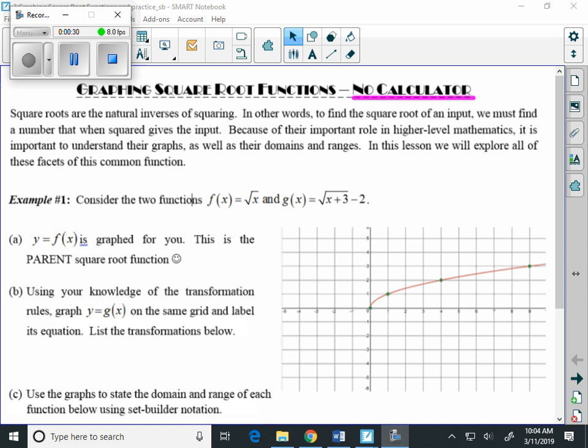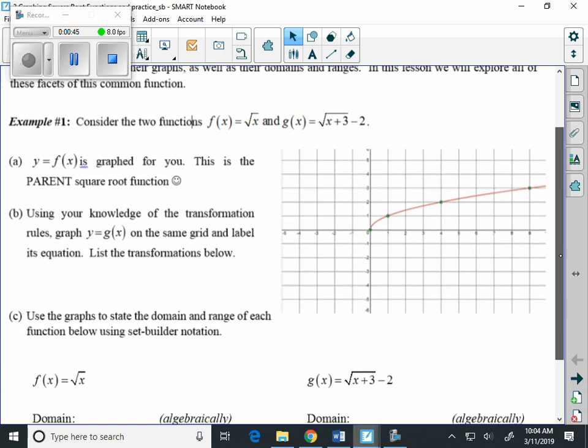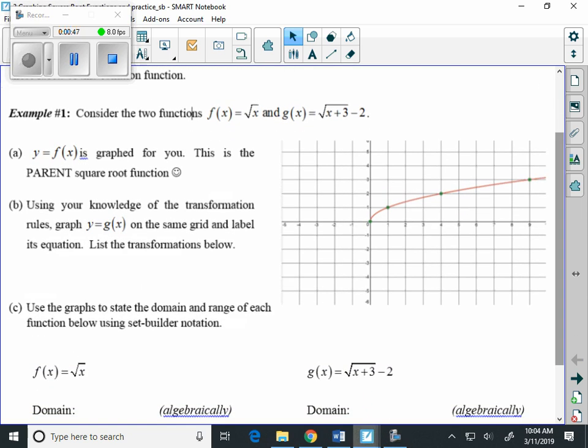But in this lesson, we're going to explore all of the different transformations in a square root function. The first one that we're looking at here is f of x equals the square root of x, and it's actually the graph that's on your paper right there. What I was just saying is that square rooting and squaring are inverse operations.